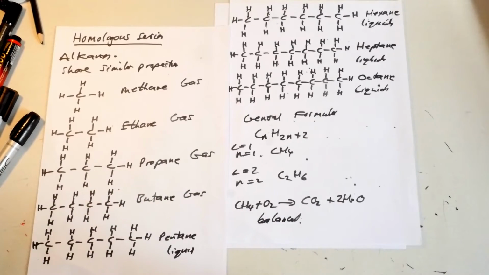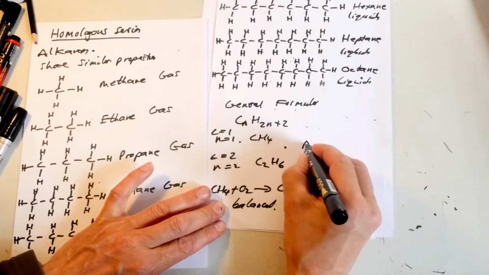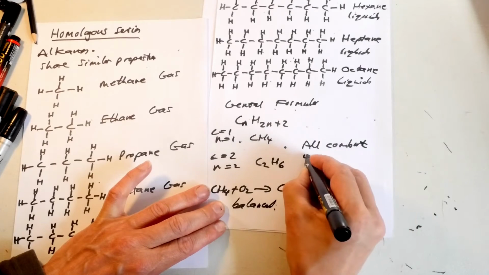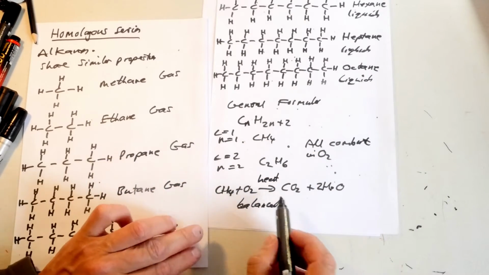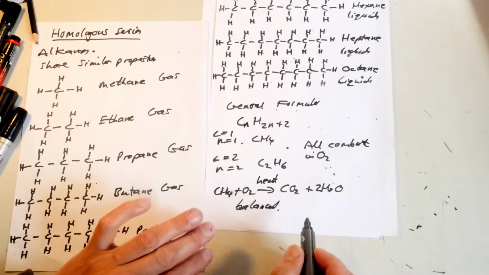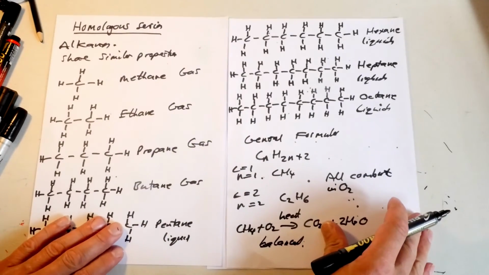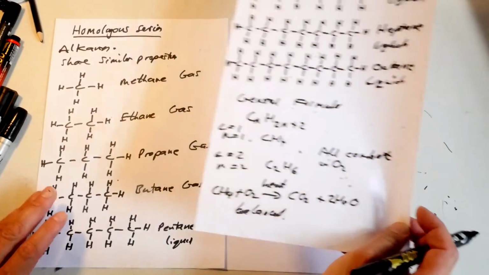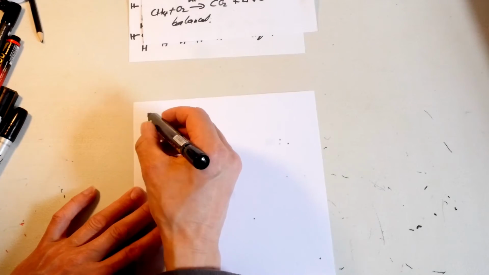Okay, so yeah, they all combust. And heat, flame, okay, to make carbon dioxide and water. You also need to practice, so I've written out structures, you also need to practice writing out their shortened formula.